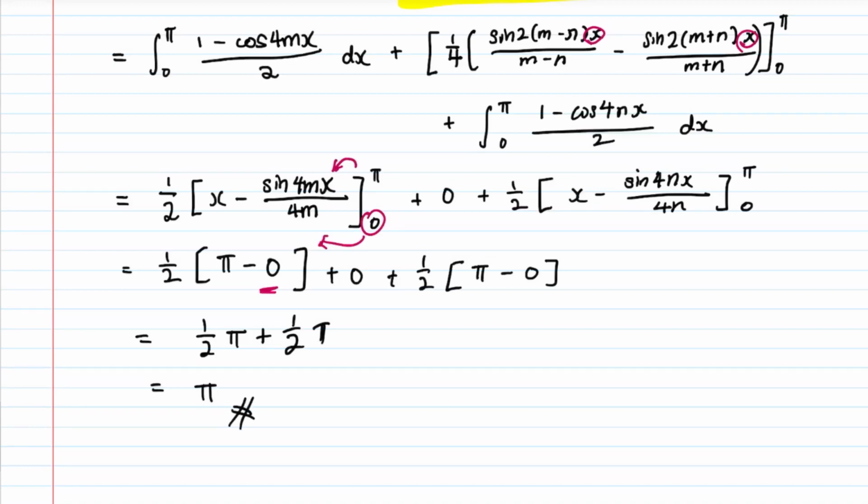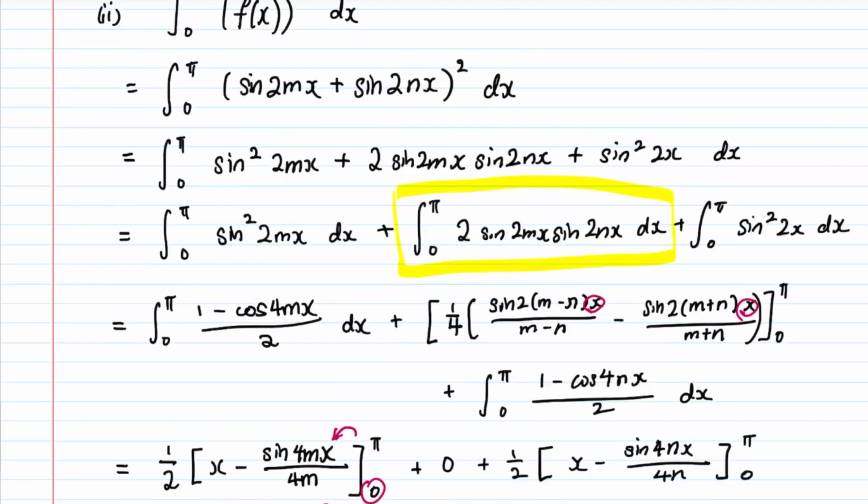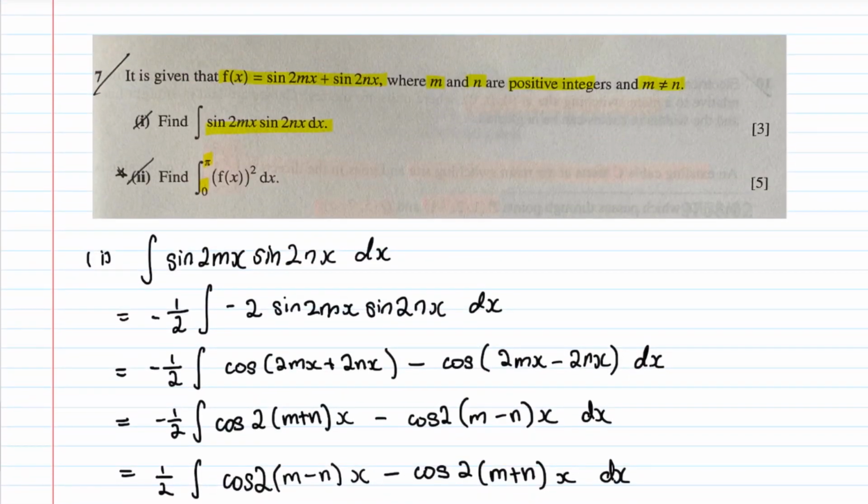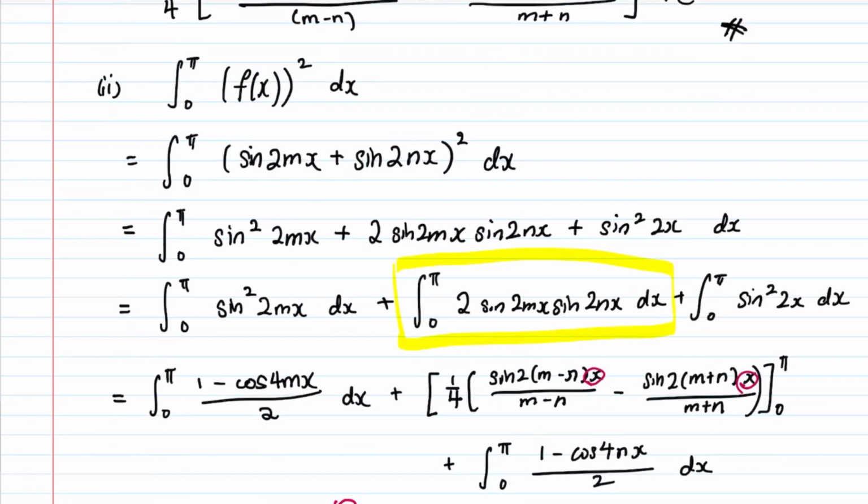So that's your answer. Alright, so this question, yes, it is slightly more challenging, but it's very simple once you realize that all you need to do is use your trigo identities, use your formula sheet to your advantage, and you realize that the question isn't as bad as you think it is.